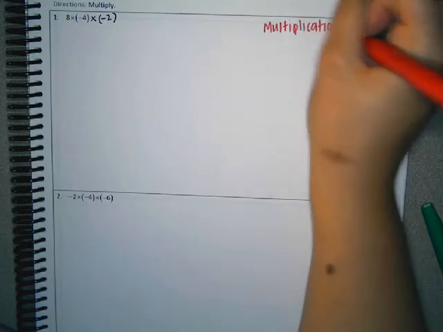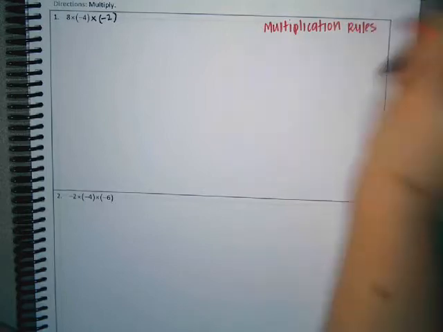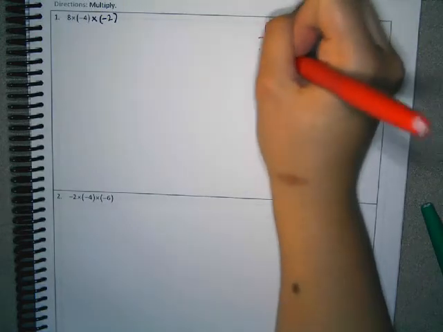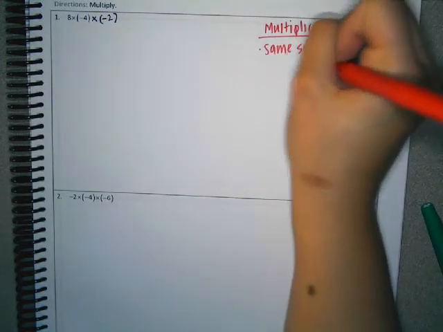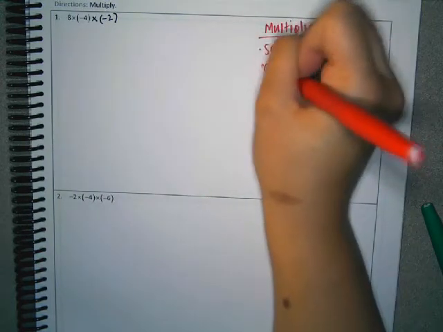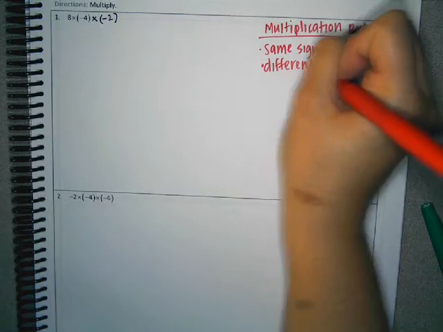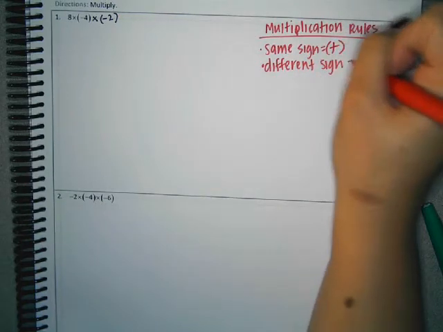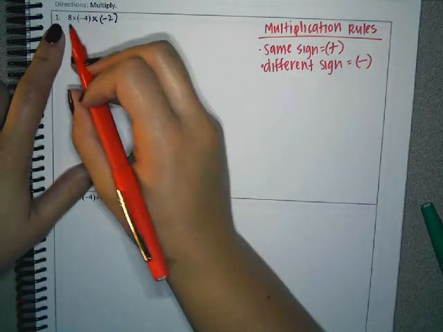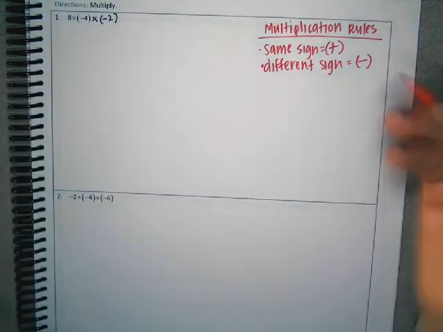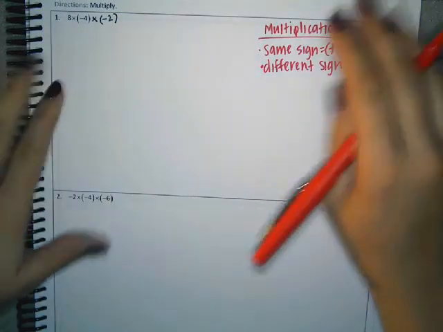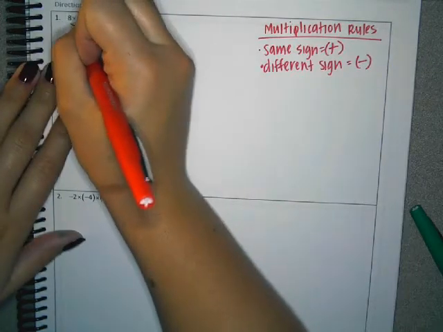Multiplication rules. So what I'm going to do is read this problem from left to right like a sentence. Same sign equals positive and different sign equals negative. So I'm probably just going to start off with the first one. I'm going to figure out what my sign is first, and then I can just ignore the signs and do straight multiplication. I'm going to look at the first two.